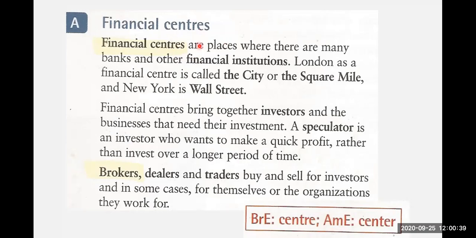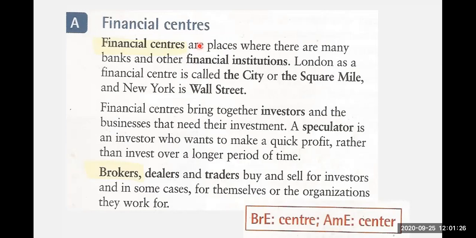So let's read a little bit of this. And I'm going to ask Anthony, can you please read the first paragraph? Yes, Miss. Thank you. Financial centers are places where there are many banks and other financial institutions. London as a financial center is called the City or the Square Mile, and New York is Wall Street. Thank you. Okay, so the biggest financial centers: in London it is the Square Mile or the City, both names, and in New York it is Wall Street. You probably watched or heard about the movie Wall Street.